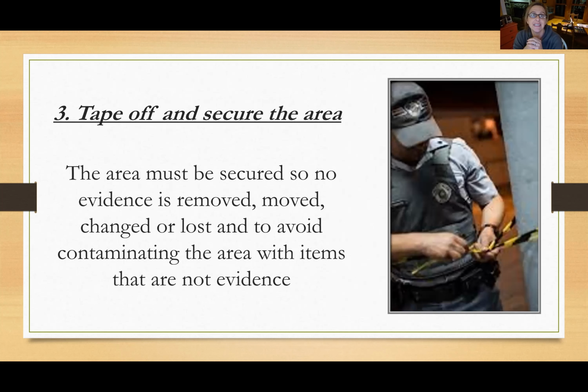Third thing they have to do, they need to tape off and secure the area. Somebody, there's a victim, and all of a sudden there's a very emotional family member who comes rushing in. The officers need to make sure that those people don't come in and trample evidence. So the area is secured so no evidence is removed, moved, changed, or lost. They want to avoid contaminating the area with items that are not evidence.